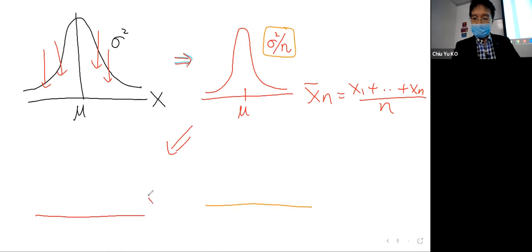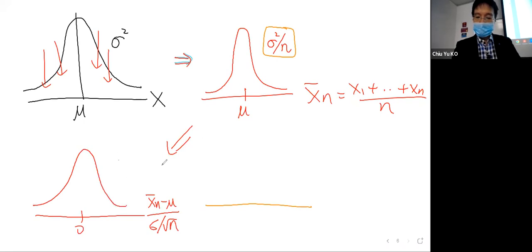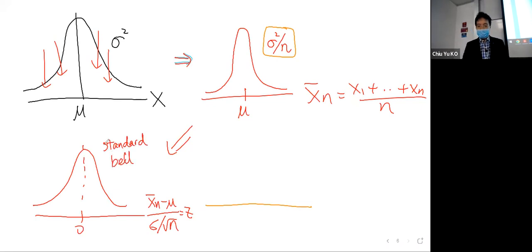That means that (x n minus mu) over (sigma over root n) is just N(0, 1). This is a standardized normal, a standard normal. This is the standard bell curve, a bell where the mean is 0 and the variance is 1. So this is what we know so far.